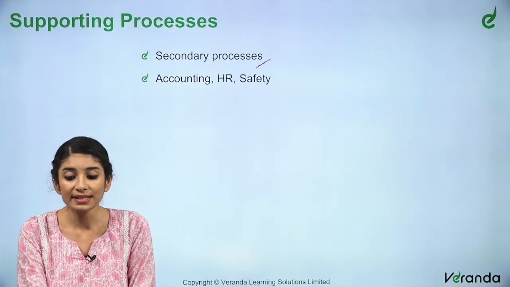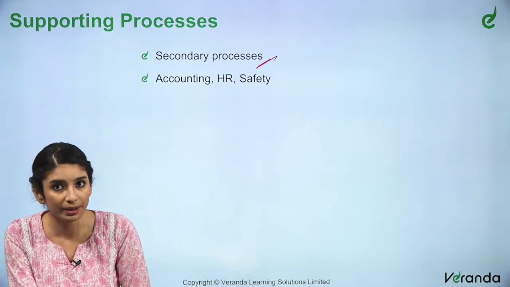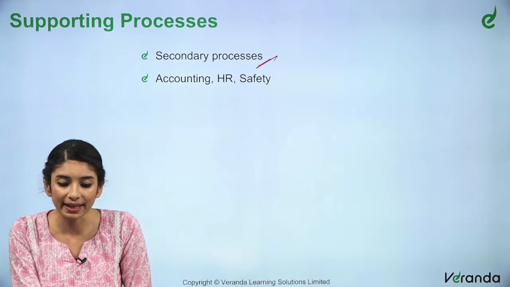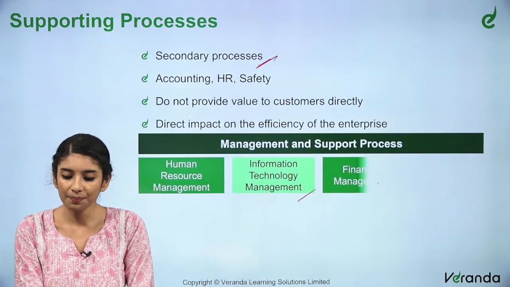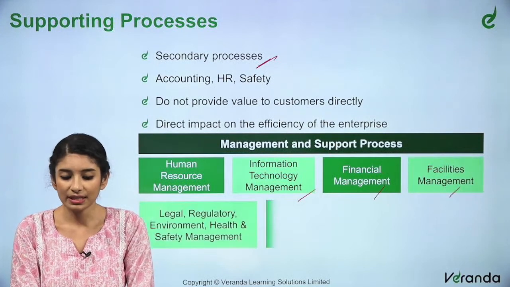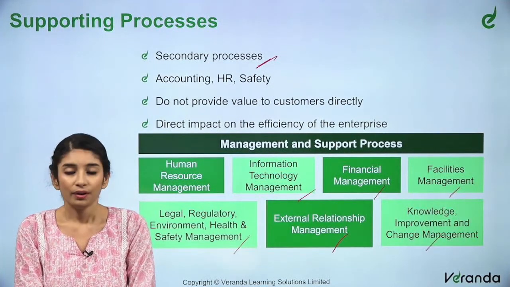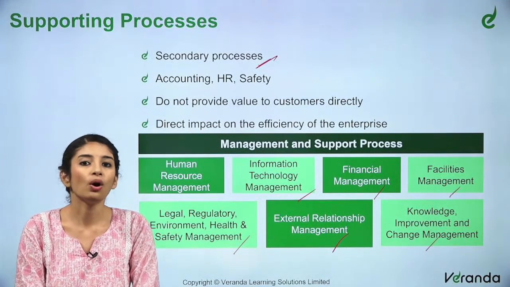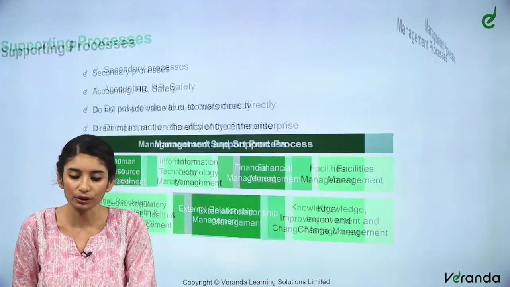Then we have our supporting processes. They are known as secondary processes. So operational process is known as primary, supporting process known as secondary. You have your human resource, technology, finance, facilities management, legal department, your CRM, knowledge management, analytics. All of these functions happen at the managerial level, which is known as supporting processes.